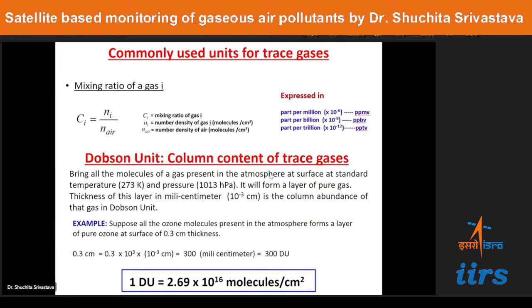Example, suppose all the ozone molecules present in the atmosphere form a layer of pure ozone at the surface of 0.3 centimeter thickness. So it is the thickness of the pure layer of that particular gas, ozone, right? And we can express it in millicentimeter. So 0.3 we can write as 300 millicentimeter. So we will call it 300 Dobson unit. In 1 Dobson unit, there are 2.69 into 10 to the power 16 molecules per centimeter square.